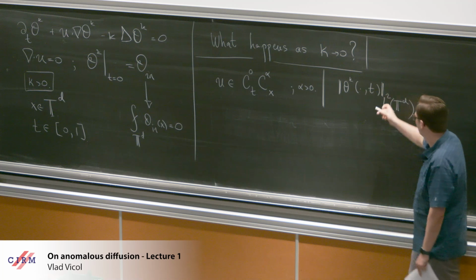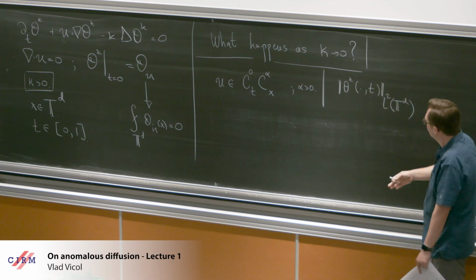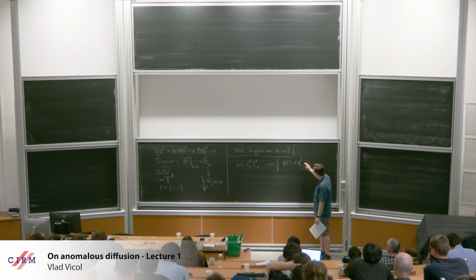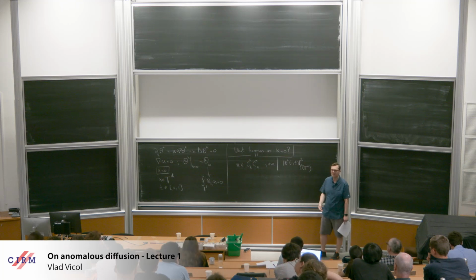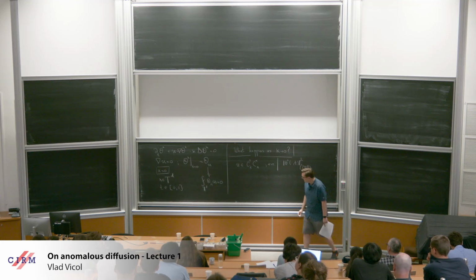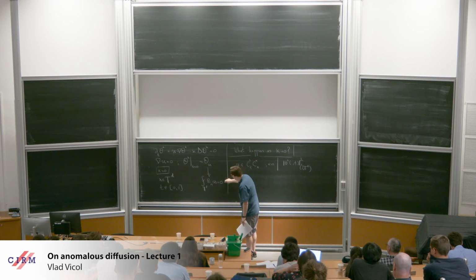I will unfortunately sometimes call this the energy, but of course it's a passive tracer. Energy doesn't make any sense. I should really call this the variance of the tracer. That's the correct statement to make because it's zero mean, right? So we assume that it's zero mean. By the way, if the data is zero mean, the solution has zero mean.